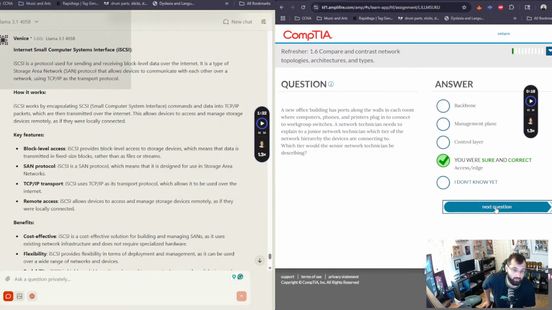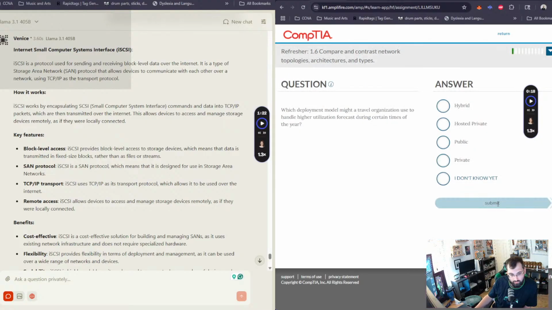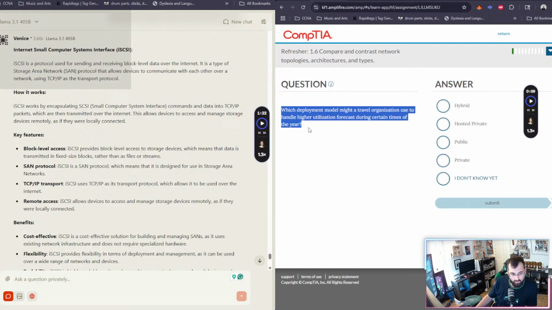Yeah, it wouldn't be the backbone. The backbone would be like the things that are doing the heavy lifting. Yeah. This is them jacking in. I'm jacking in.